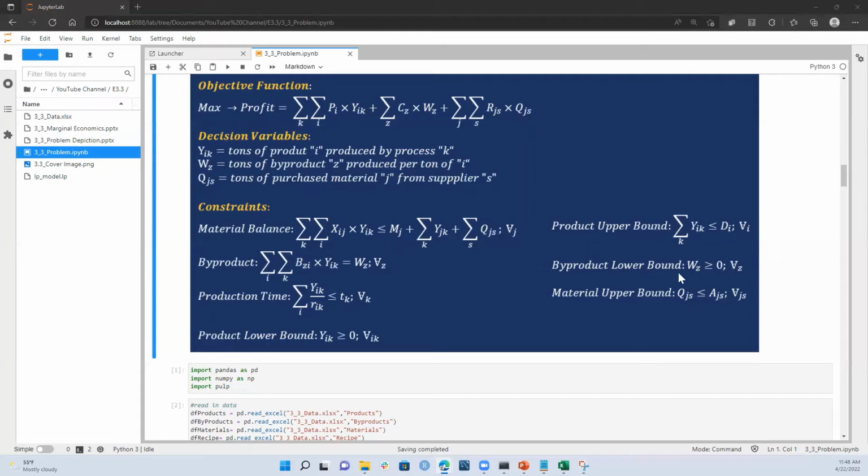We also have a byproduct lower bound. W sub Z has to be greater than or equal to 0, and we do that for each byproduct. Again, this is very similar to the product lower bound, just a non-negative constraint.